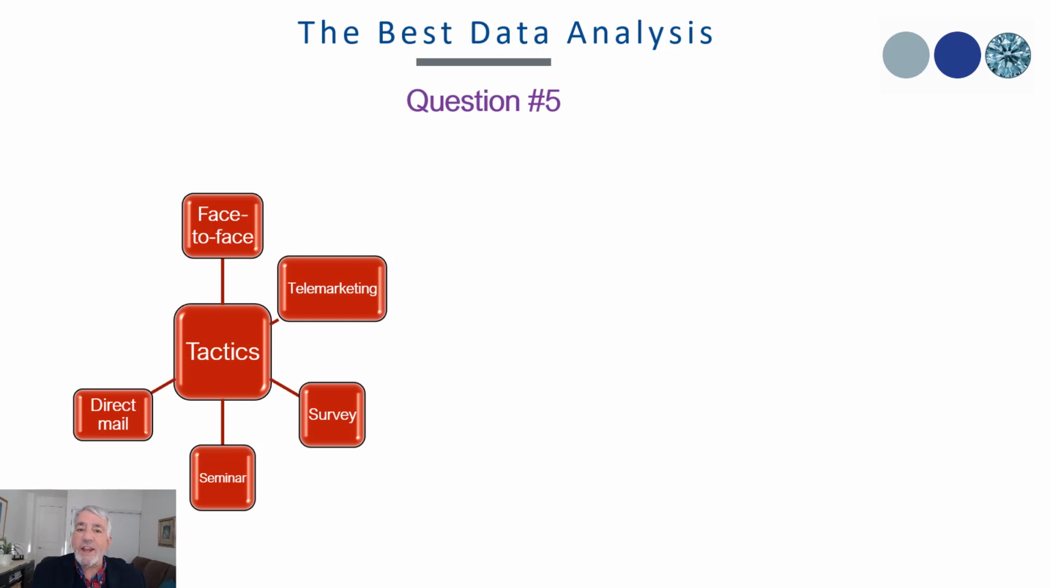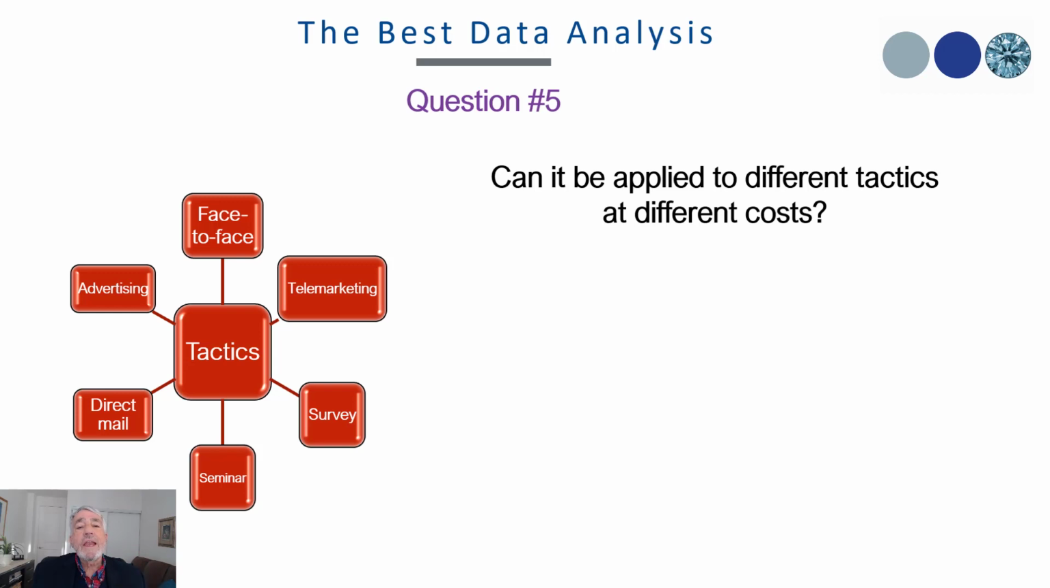But we're not talking about annual fundraising here. We're talking about the higher end gifts, because you're not necessarily going to get the kind of database analysis I'm talking about otherwise. And finally, just general broadcast advertising. Those are the tactics. Here's the question. Can the analysis be applied to different tactics that have different costs associated with them?